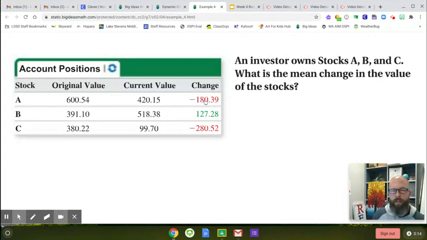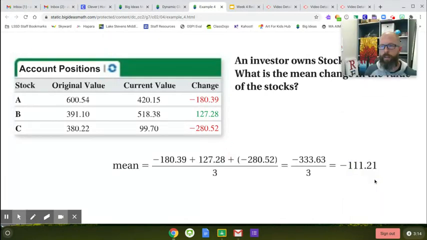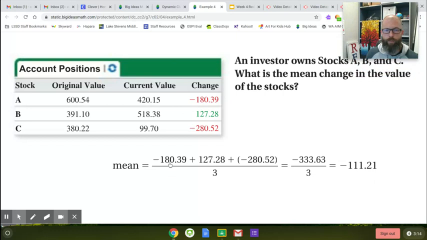So then add negative 180.39, 127.28, and negative 280.52. So that looks like this. Put them all on the top, add them all together, and divide by 3. That's what this means. So you can do one at a time. Take negative 180.39, add 127, then add negative, which is also the same as subtracting. Then you end up with negative 333 and 63 hundredths over 3. So then you just divide, and you end up with negative 111.21.